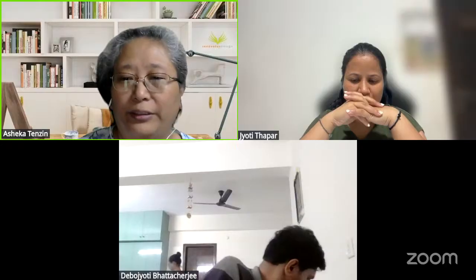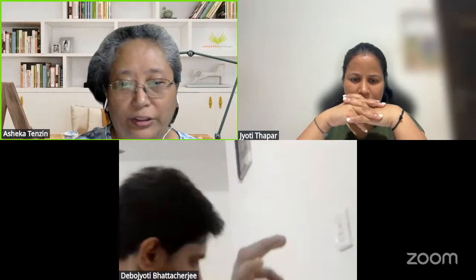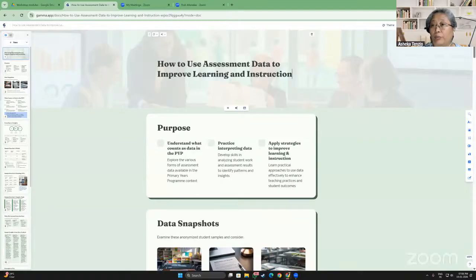I have 3 data tasks where I can divide 2 people each into their breakout room, and we can discuss the data that is presented. So today's session is titled How to Use Assessment Data to Improve Instruction.